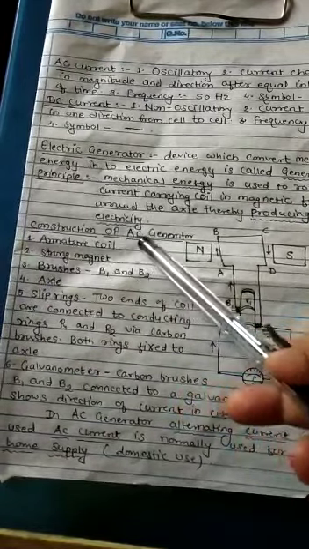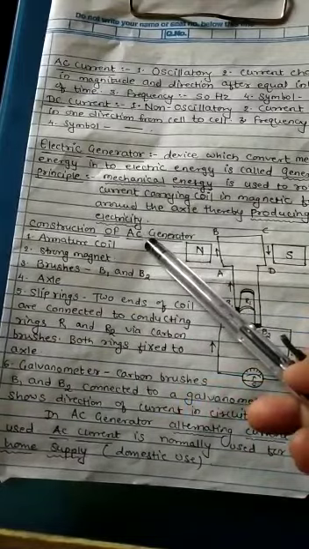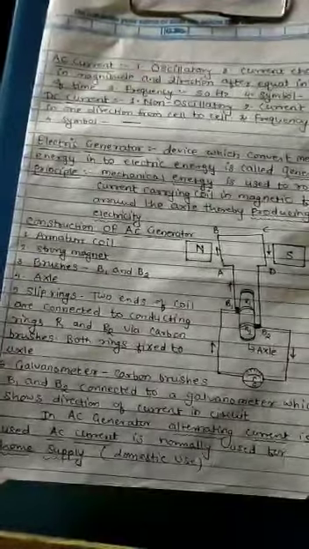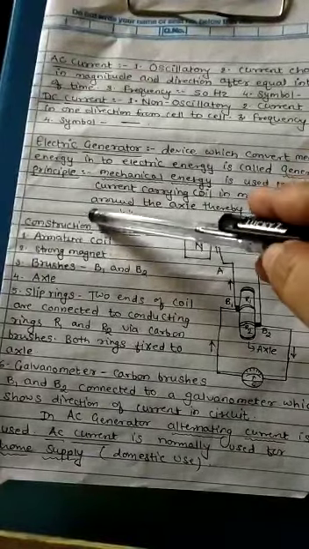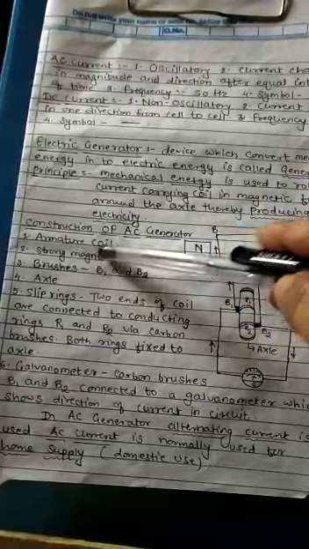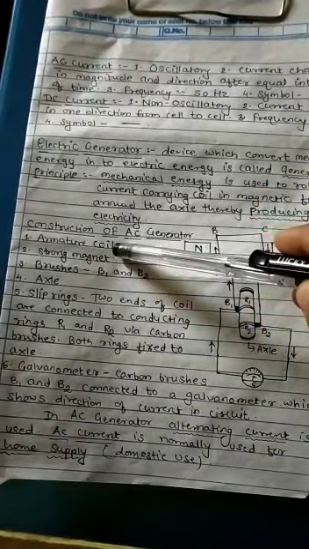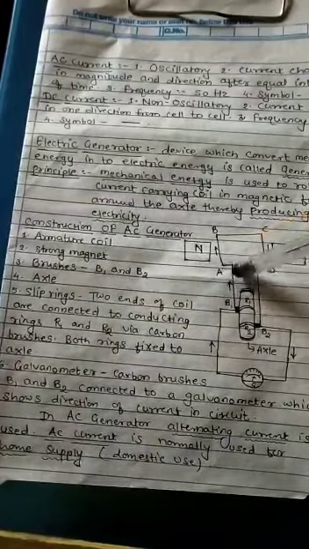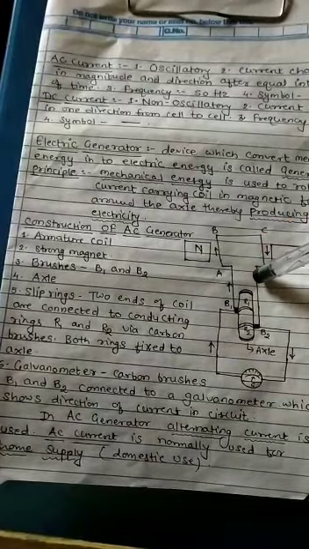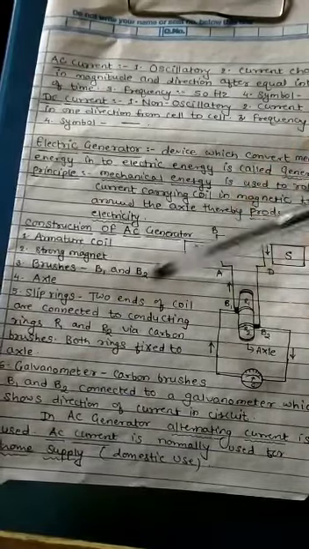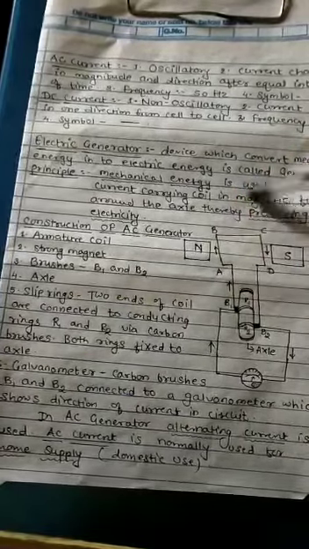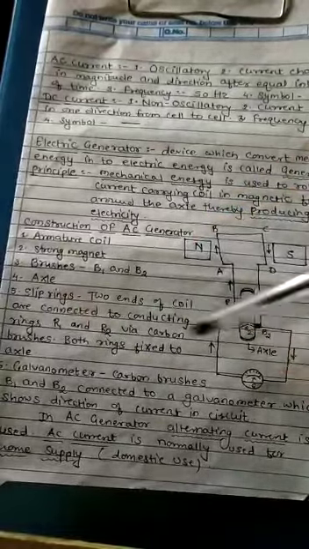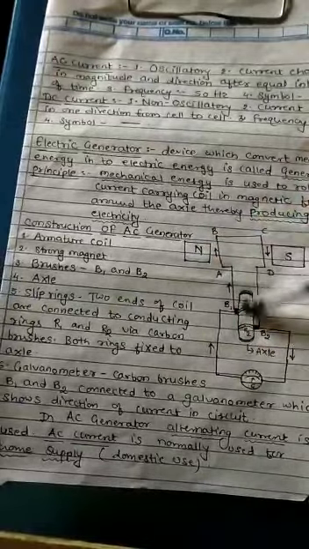Then the construction of the AC generator. There are two types of generator, AC and DC. First we see the AC generator. This is the diagram of the AC generator. First, the construction: the armature coil. Last time in the electric motor we also saw these components, the same as here. Armature coil: ABCD is a rectangular loop. Then a strong magnet: the N-S horseshoe magnet. Then brushes B1 and B2, and the axle, which is a rod.